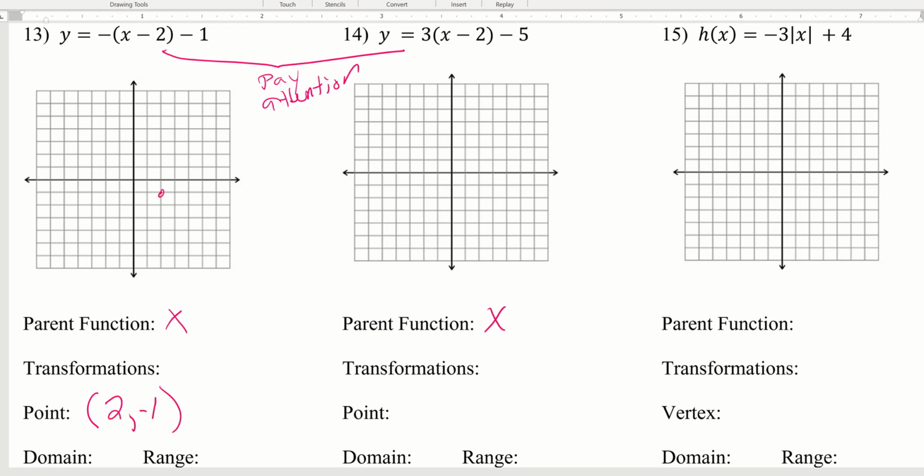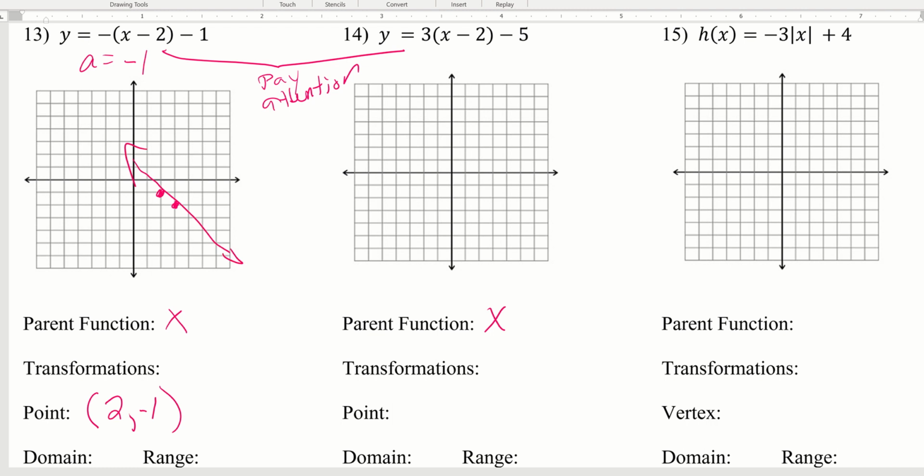So 2, -1, we have it right now, but now my a is equal to -1, and that's still my slope. So I drop 1, run 1, and now if this was absolute value, I'd reflect it to this other side right here, but it's not. It's just a line, right? So once I have 2 points, I'm done. I can just connect those 2 points and make it a line.